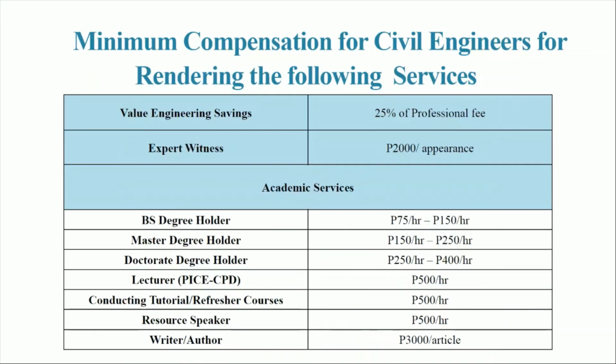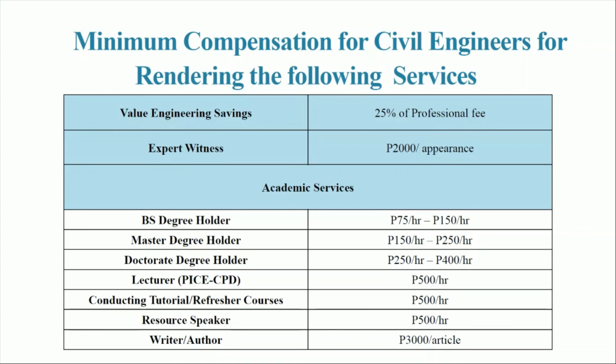So next, here we have the minimum compensation for rendering services for civil engineers. For value engineering savings, we require 25% of the professional fee. For expert witnesses, it could be on-site or checking certain places where you require civil engineers, we have 2,000 per appearance. So every time they go to the site or appear as a witness of the project, they get paid at least 2,000 pesos.